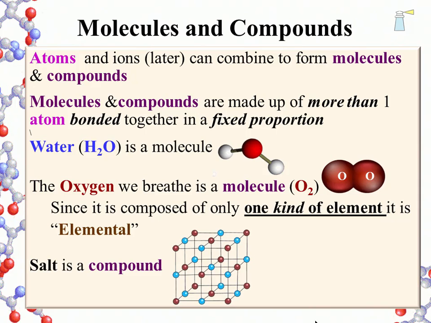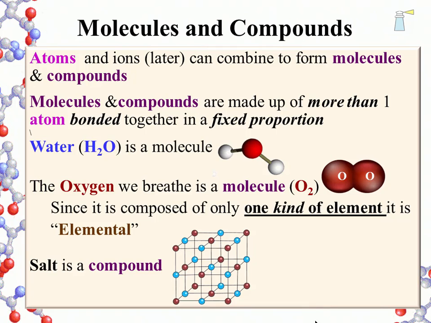Another common substance is table salt. It is a compound, not a molecule. Molecules are a type of compound. The distinction between molecules and compounds is not really important here. The term compound is more generally used because it includes molecules. And now we have our basic forms of matter: atoms, molecules, and compounds.